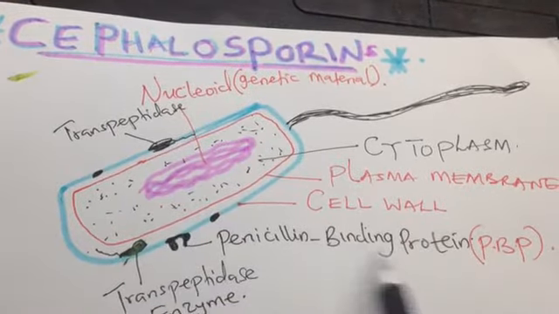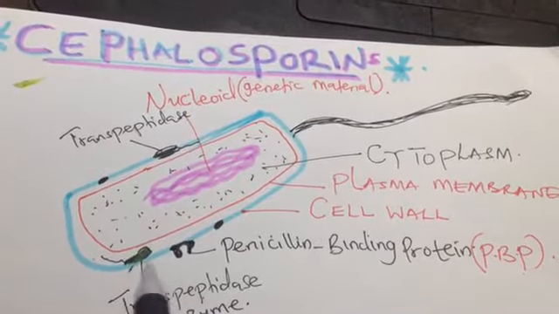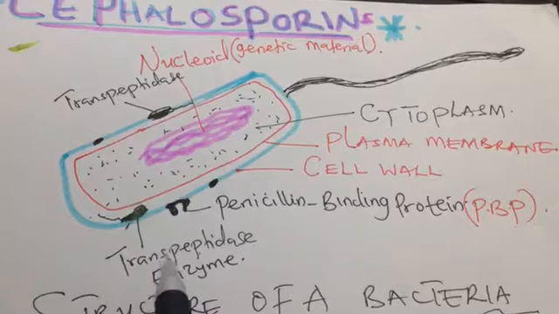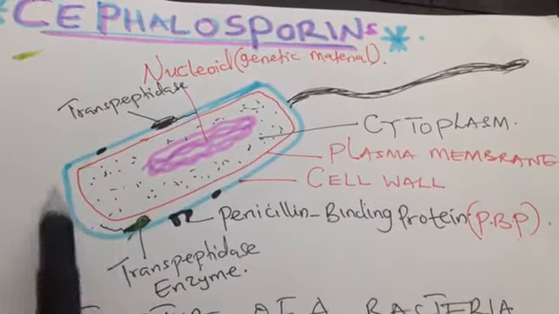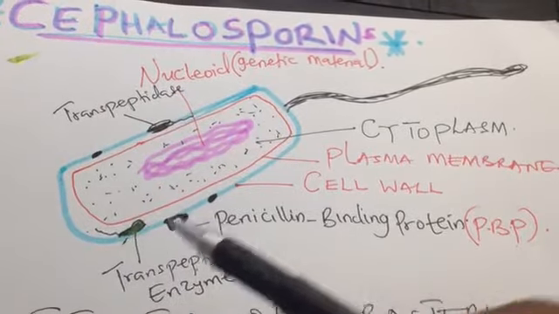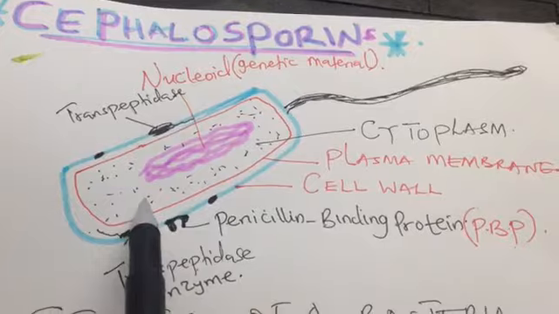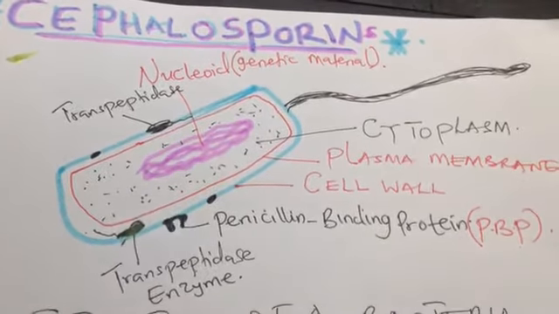Number one, we have the penicillin binding protein. Number two, we have the transpeptidase protein. This transpeptidase protein is the one which contributes to the production of this cell wall. The function of this cell wall to the bacteria is to inhibit too much water passing into the bacteria, which may lead to lysis and damage to the bacteria.